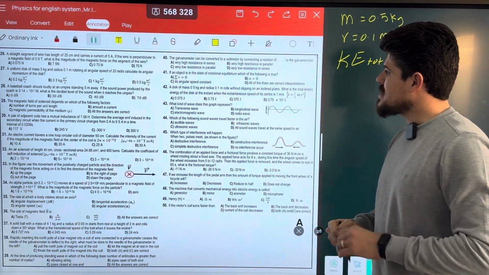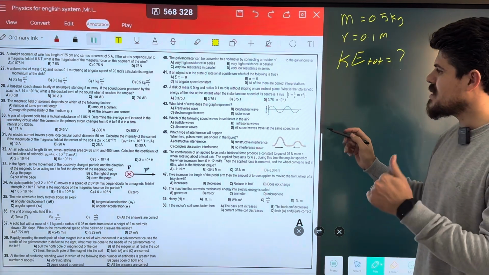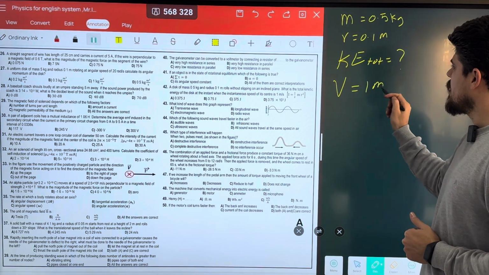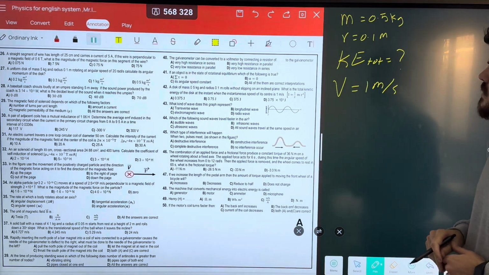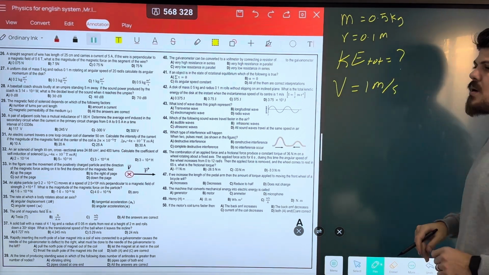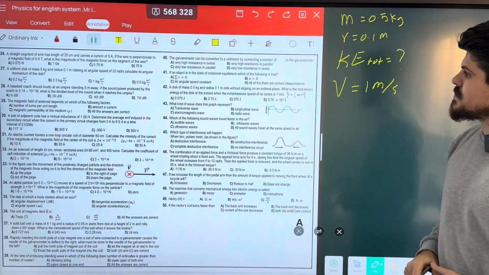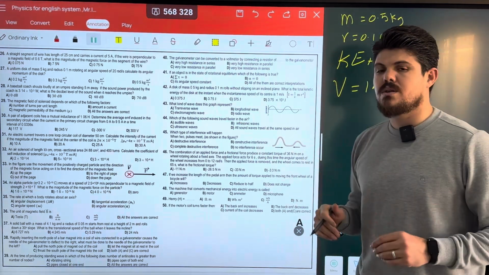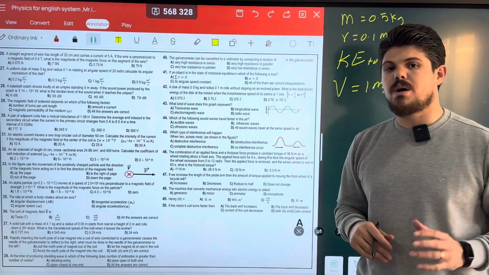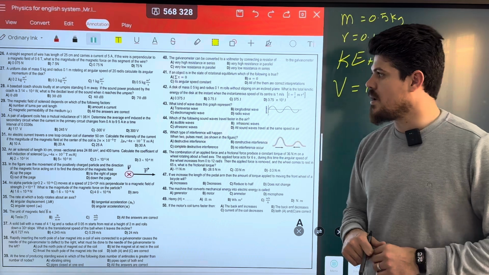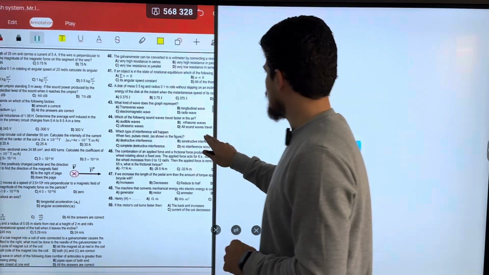At the instant when the instantaneous speed of its center, which is v, is equal to 1 meter per second. And the value of the moment of inertia of the disc is given. Sometimes it is given and sometimes it is not given. So for the student, you have to keep in your mind that the moment of inertia for the disc is equal to 1 over 2 mr squared. Now I'm going to solve the question.